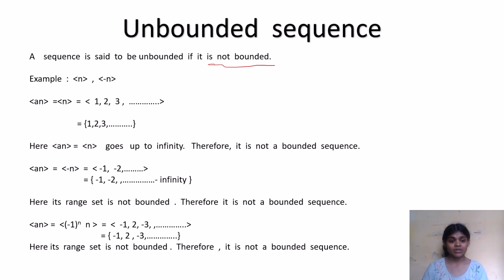Now take another example. Sequence of (minus 1) to the power n times n. It is equal to sequence of minus 1, 2, minus 3, and so on. Its range set is minus 1, 2, minus 3 and so on. Its range set is not bounded. Therefore, it is not a bounded sequence.